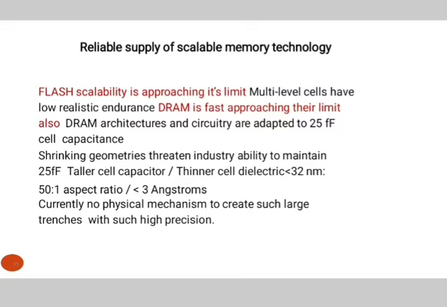Now, reliable supply of scalable memory technology. So, flash scalability is approaching its limit. Multi-level cells have low endurance. The DRAM is also fast approaching its limit.